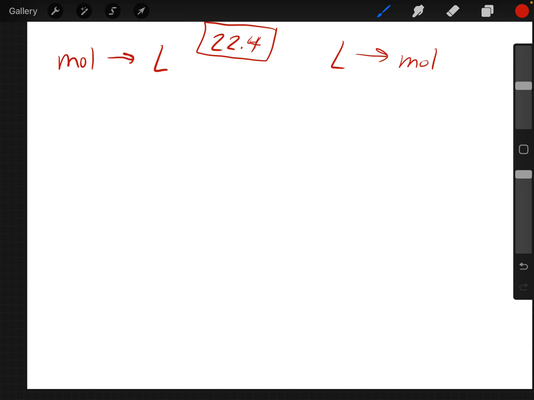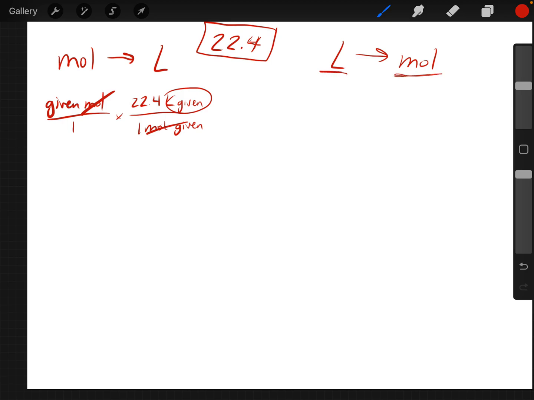So the equation for getting from moles to liters is you're going to say given moles over 1 times 22.4 liters of given per 1 mole of given. The reason why we put mole on top and bottom is because we can cancel out moles and be left with liters.